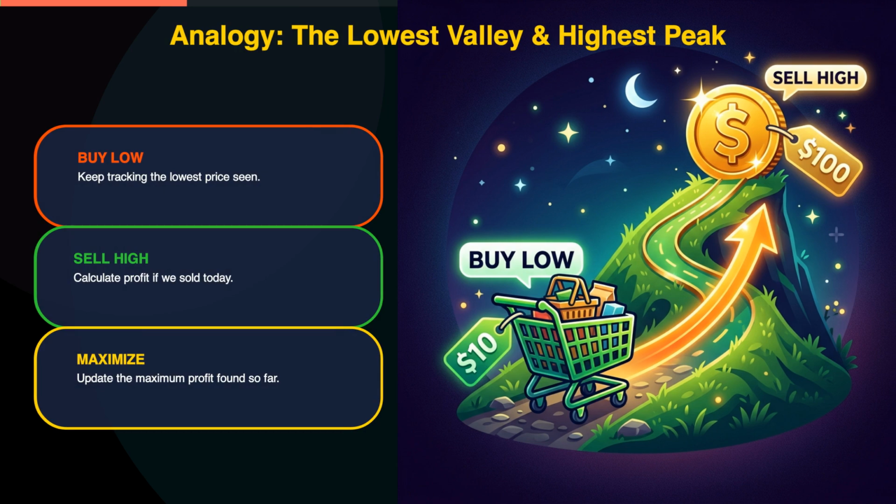Think of this like a hike through a mountain range. To make the most money, you want to buy at the lowest valley and sell at the highest peak that comes after it. Our analogy is simple: the lowest valley and highest peak. We will keep a constant eye on the lowest price we have seen so far, and at every new step, we will check how much profit we would make if we sold right now.